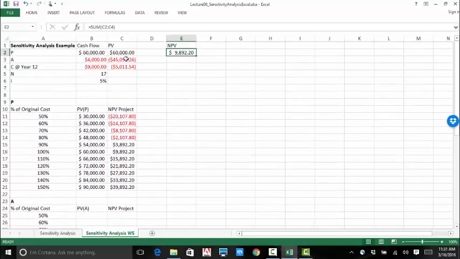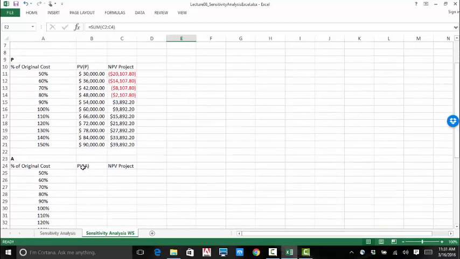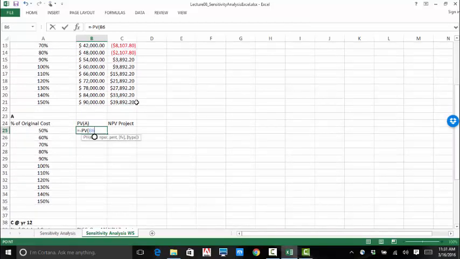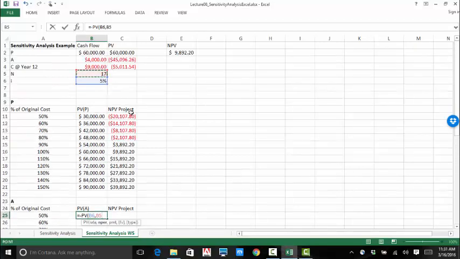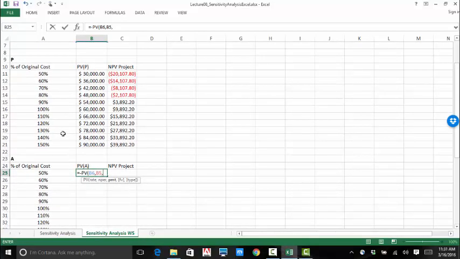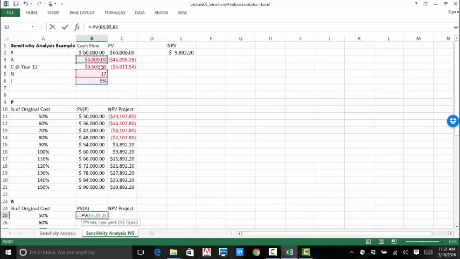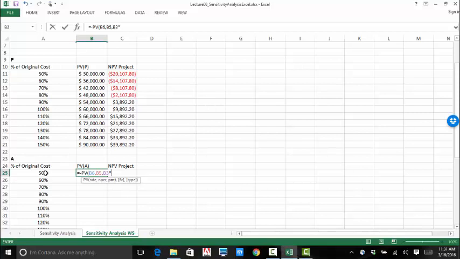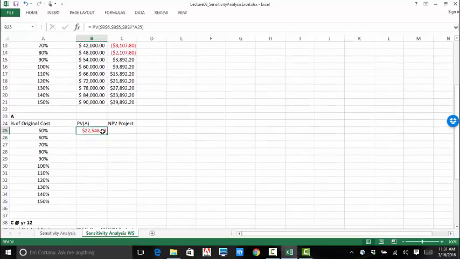All right, so now let's do A. To calculate the present value of A, negative PV, discount rate, 5%, number of years, 17 years, payment is going to be A times percent of the original cost, right? Let's go ahead and do that. Get some dollar signs in here to lock the cells in the reference chart. And we've got that.